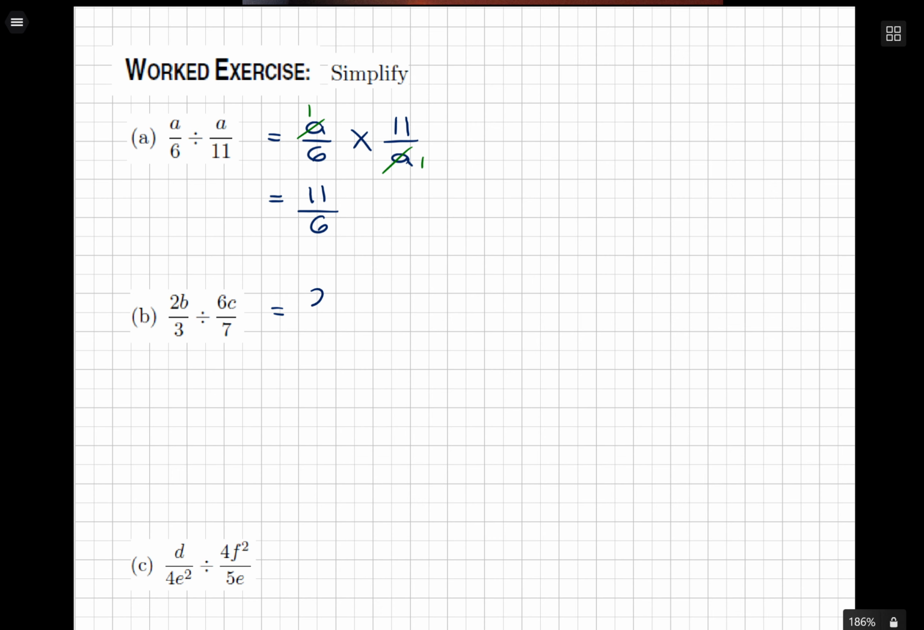Next one, so 2b on 3, change that division to multiplication, flip it upside down, and we've got 7 on 6c. Looking for some common factors, that 2's got a friend down the bottom with the 6. 2 goes into 2 once, and 2 goes into 6 3 times, and that's it for the numbers. No other things we can cancel. The pronumerals haven't got anything in common, so just multiplying it out. 1 times 7 is 7, then we've got our b, on the bottom 3 times 3 is 9, and we have a c. So 7b on 9c, and double checking, there's no more common factors, so that's it for that one.